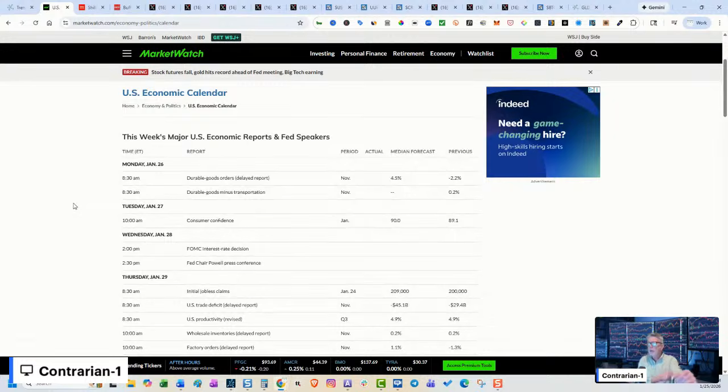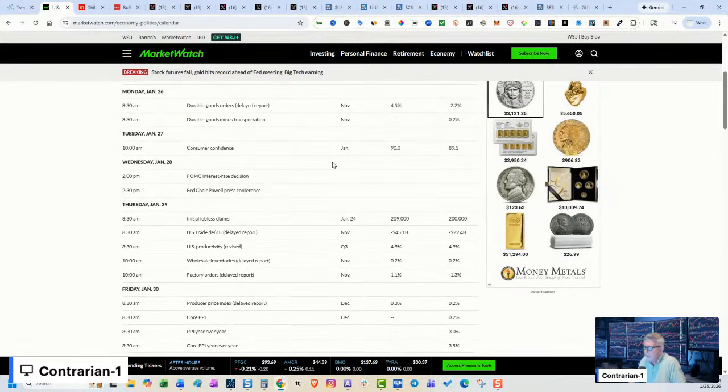Economic data coming out this week. We have durable goods coming out on Monday. It's an important number. Durable goods: washing machines, dryers, refrigerators, anything that lasts several years and is a big ticket consumer item. Consumer confidence, another big number. So we have the Fed meeting coming out this week.